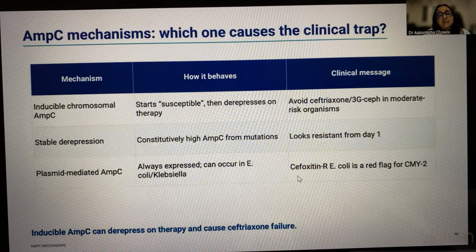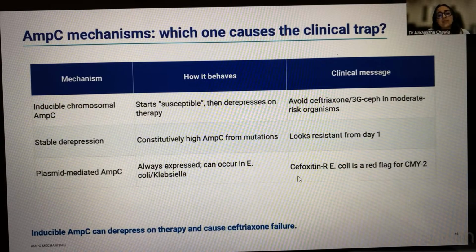So what are the basic AmpC mechanisms? Inducible chromosomal AmpC, that starts susceptible but becomes resistant. Stable derepression, that is constitutively high AmpC from mutations. And plasmid-mediated, which is always expressed and can occur in E. coli and Klebsiella. So a cefoxitin-resistant E. coli is a red flag for plasmid-mediated AmpC.